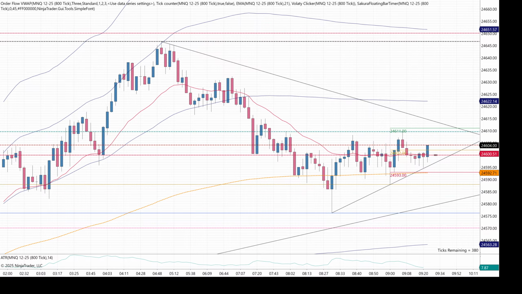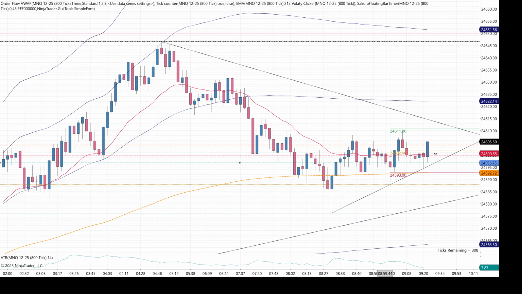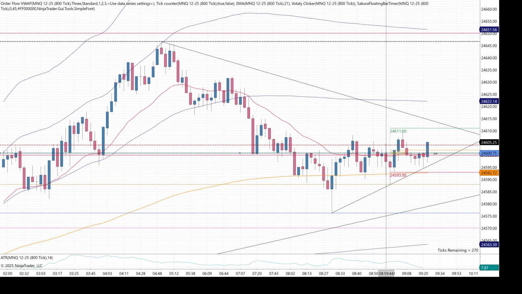See where these are. If you're wondering what this green line is, it's around 600, but it's the 8 EMA on the 5 minute. So this is not a 5-minute chart. This is an 800 tick chart. So I have to kind of keep track of it as I'm looking at the 5-minute chart on another screen.